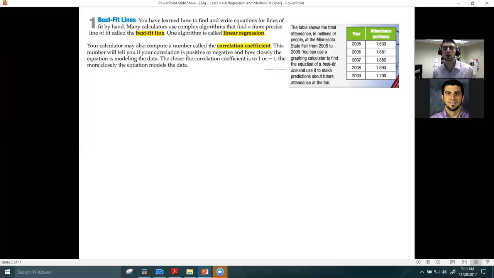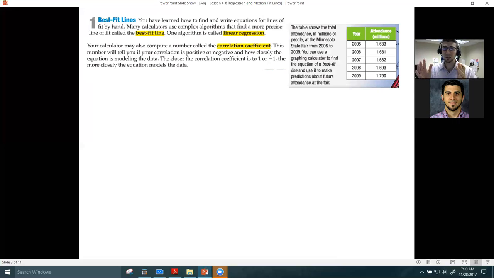Your calculator may also compute a number called the correlation coefficient. This number will tell you if your correlation is positive or negative, depending on if the number is positive or negative, and how closely the equation is to modeling the data. The closer the correlation coefficient is to 1 or -1, the more closely the equation models the data. So your correlation coefficient is typically between -1 and +1.